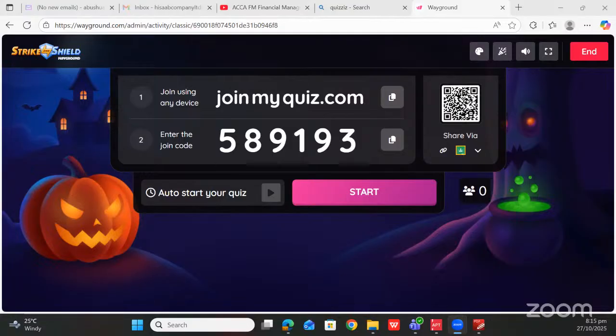So can quickly join it now, so we can see if we can do as much as possible within the few minutes. So just go to joinmyquiz.com. Type that in your browser, open another tab, or if on your phone, just open it on your phone, joinmyquiz.com, and then enter the join code, which is 589193.